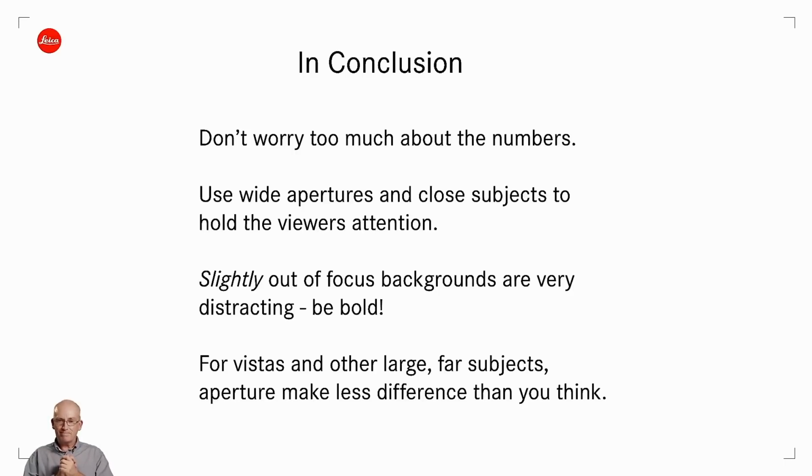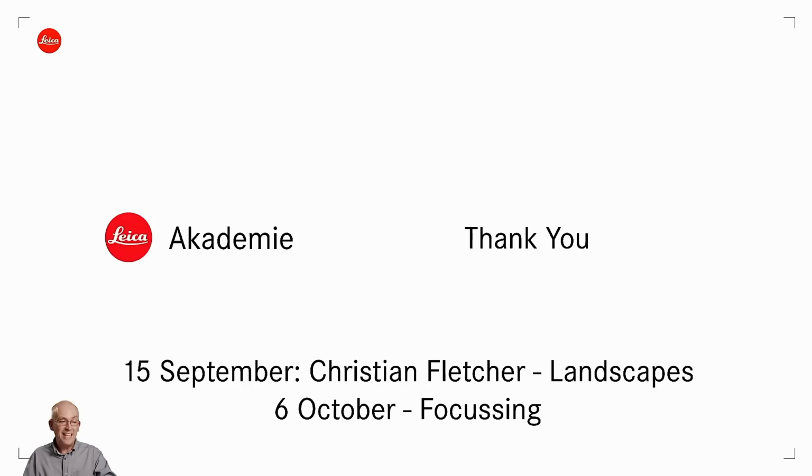So in conclusion, don't worry too much about the numbers. It doesn't matter whether it's f4.5 or 5.6 or 2.9 or whatever. There's more to it than that, okay? Use the wide apertures and close subjects to hold the viewer's attention. And again, as I said, backgrounds that are mistakenly out of focus or just a little bit out of focus can be distracting. So be bold and be clear with your settings. That's why I said all or nothing, like not much depth of field or lots of depth of field, okay? And again, for vistas and large subjects, the aperture has a lot less effect than you might think.